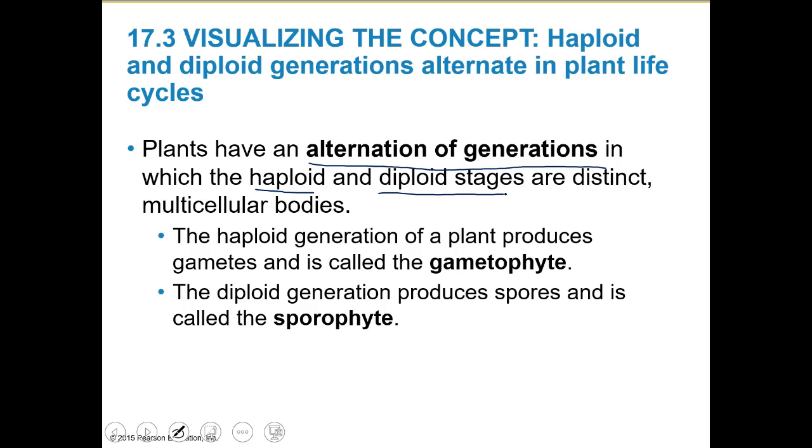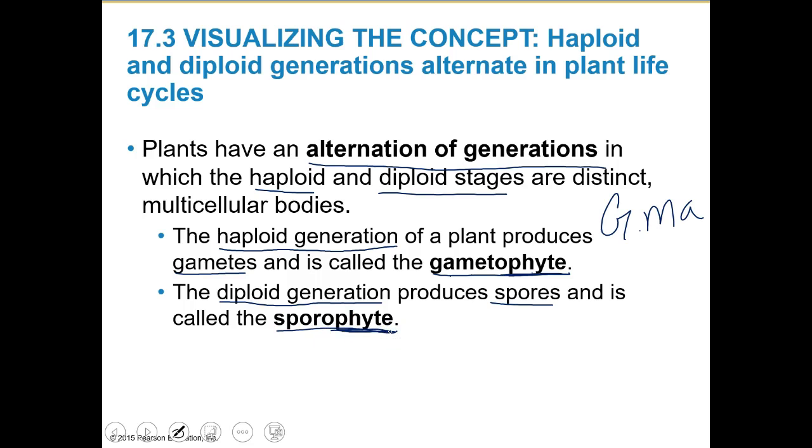So think generation. There would be a haploid generation which produces gametes. So it's a gametophyte. Phyte means plant. So it's a gamete-producing plant. That's like grandma. So then grandma would produce a gamete which would end up producing a diploid generation once those fertilized, making spores. And the spore-producing plant is called a sporophyte.